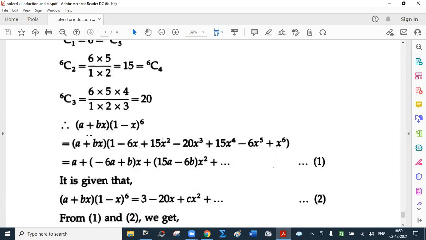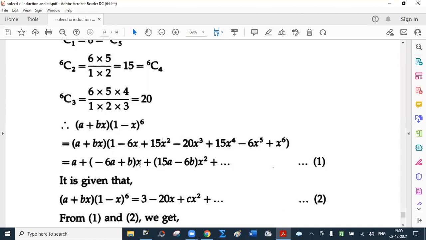Now, if you open the bracket, you get constant term as what? a into 1, that is a. Then, which is term in x? You have to be careful. a into minus 6x is in x. bx into 1 is also in x. So if x is taken common, minus 6a plus b.